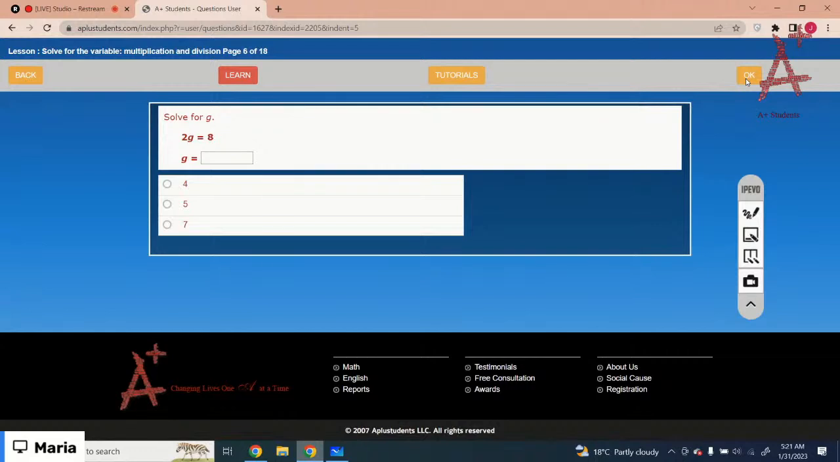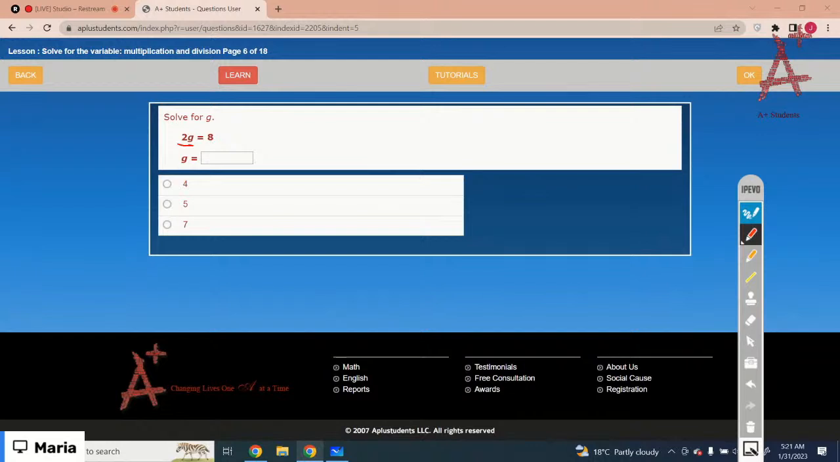Okay, now you have 2G equals 8. Just look at the question and listen to me carefully. Now 2 is multiplying to G. Got it? You have to remove that 2. So opposite to multiplication is division. So you have to divide both sides by 2.